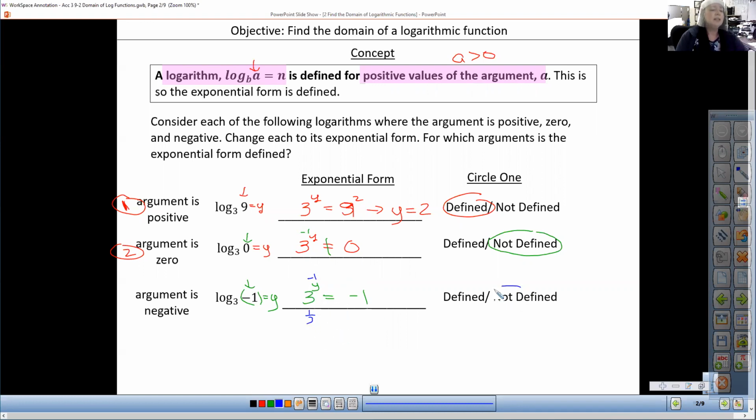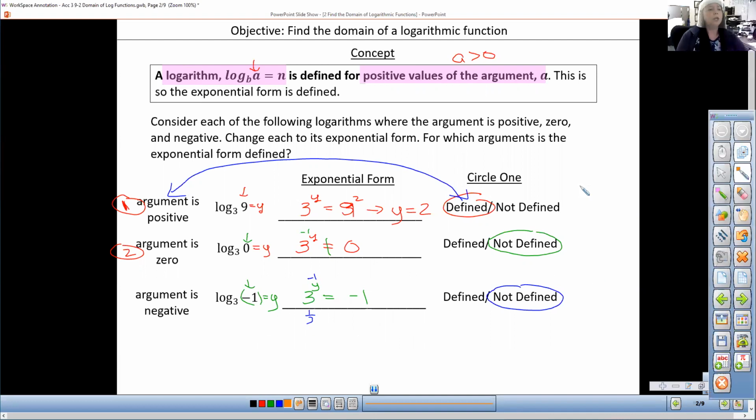And so this logarithm is not defined. So the only time we get a defined logarithm is when our argument is positive. That's going to be important for understanding why the algebra begins as it does.